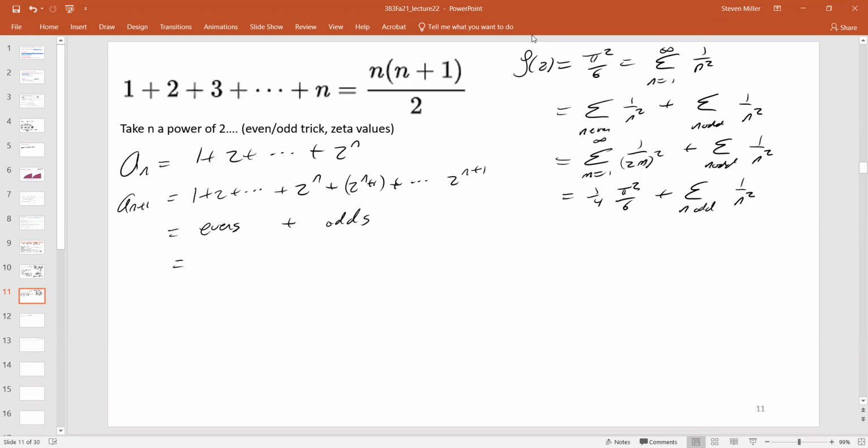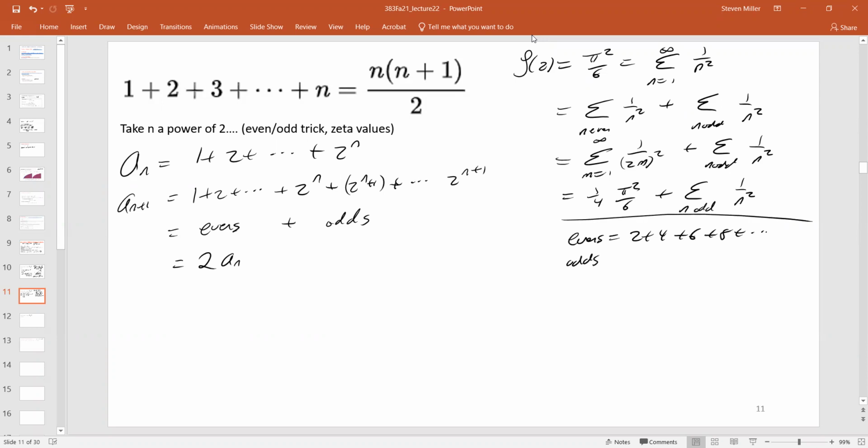It's just twice an. Because if I look over here for the evens, I have 2 plus 4 plus 6 plus 8. So if I pull out a 2 from everything, I just get the sequence an. Does everyone agree that the evens are just going to give me twice an? Yeah, the 2, the 4, the 6, the 8. So here, evens is equal to 2 plus 4 plus 6 plus 8 plus dot dot dot.